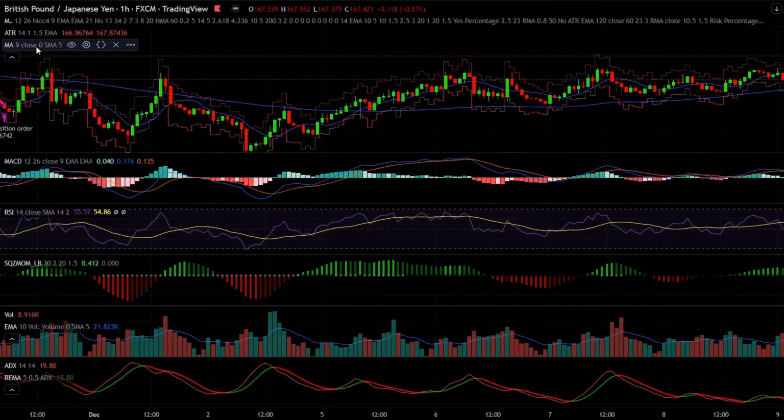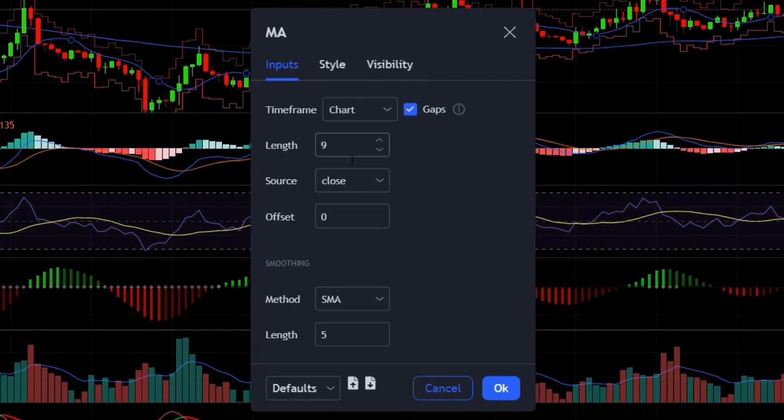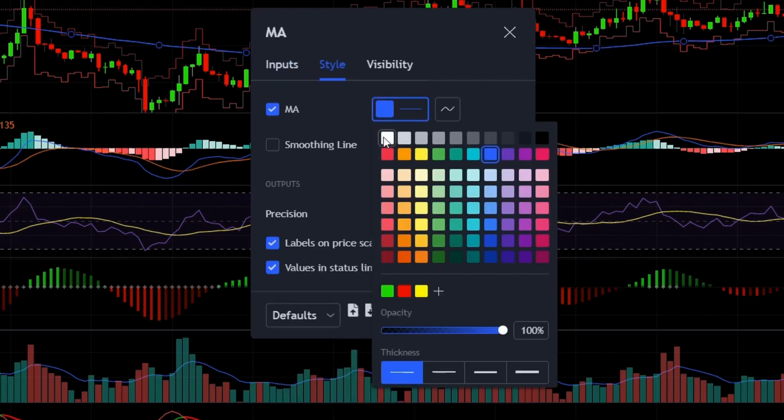Moving on, we have the simple moving average. Open up its settings, change its length to 100 and leave everything else as it is. You can change the style if you like. I prefer going with white line, but you can choose any color you want.